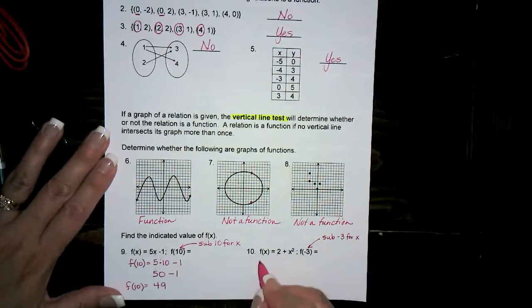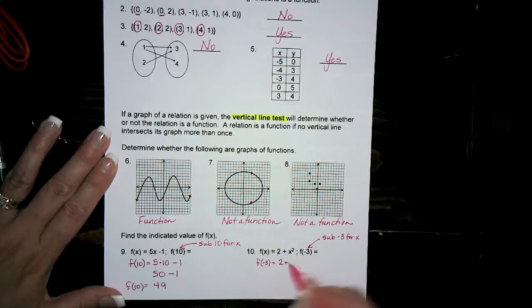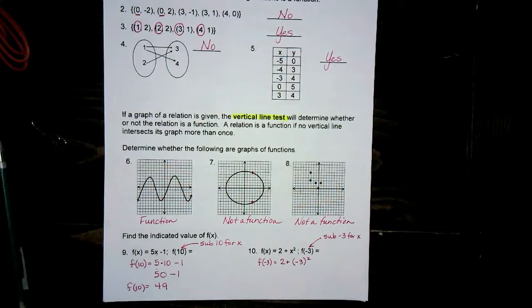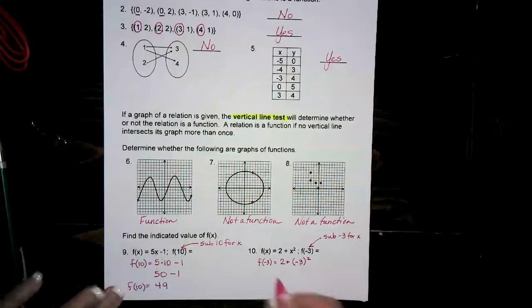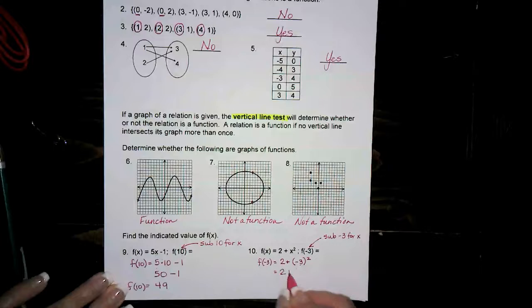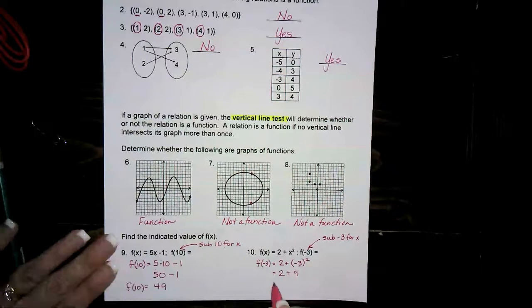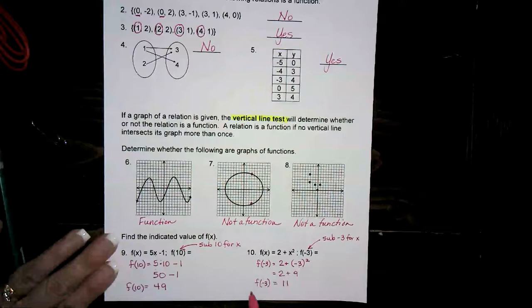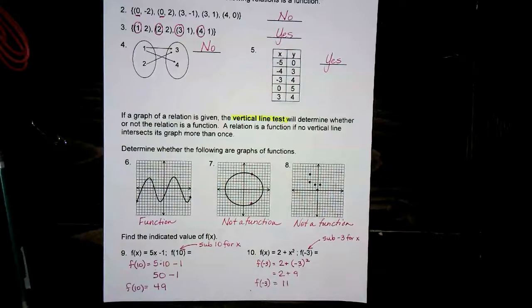So let's put that into our equation. f of negative 3 now is 2 plus, now be real careful in this x to the second, it's going to be negative 3 to the second. I put it in parentheses because we're taking negative 3 to the second power. So order of operations, negative 3 to the second power is negative 3 times negative 3, which is positive 9. And so we end up with 2 plus 9, which is 11. So f of negative 3 is 11 there.